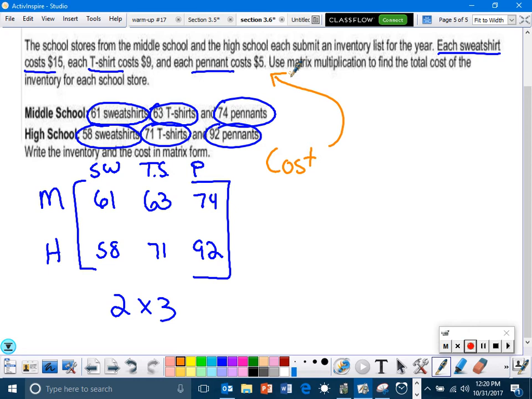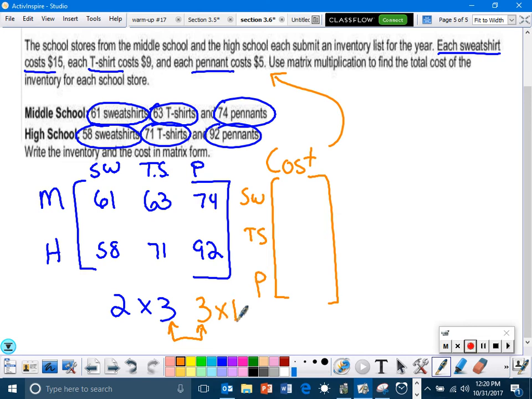Now the cost. In order for this to work, we're going to need a 3 here in order to multiply these together. So that means the 3 is going to look like this. It's going to go sweatshirts, t-shirts, and pennants. And it's only going to be 1 row because it's the cost. So the sweatshirts are 15, the t-shirts are 9, and the pennants are 5. Again, you had to set it up so you could multiply them. You have to have the column and the row match.